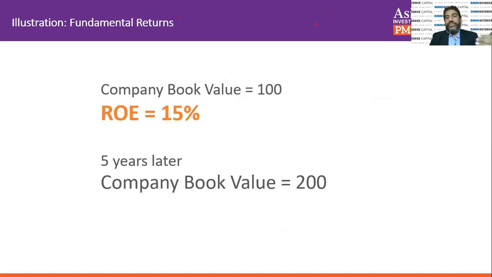One more illustration of how you make money in the markets. So company book value, let's say starting, this is an illustration. Assume your company's book value on day one is 100. Return on equity is 15%, and it reinvests all the capital, so there is no dividend payout, etc. And 5 years later, the company's book value would be 200, because if you keep reinvesting 15% returns at the same rate for 5 years, you will end up doubling your investment. So the book value goes from 100 to 200.